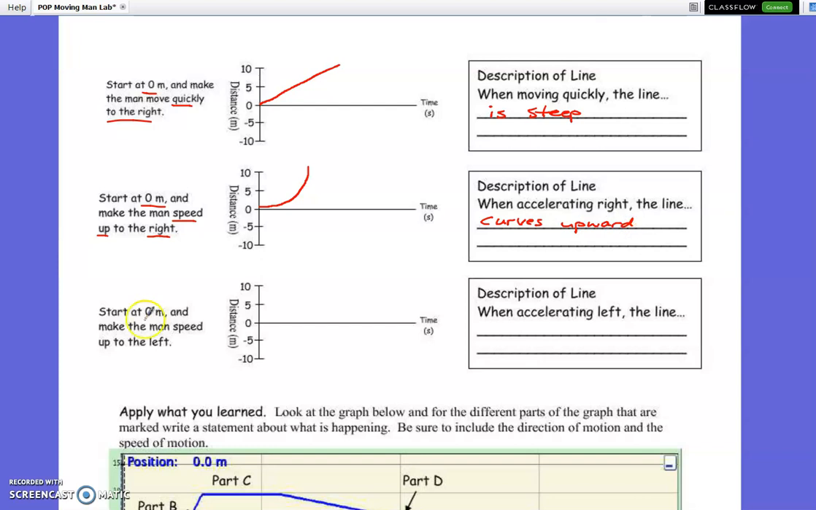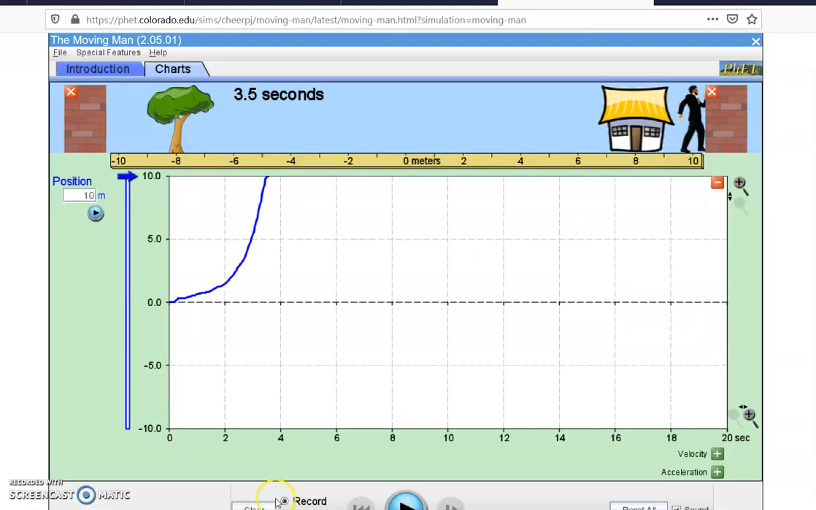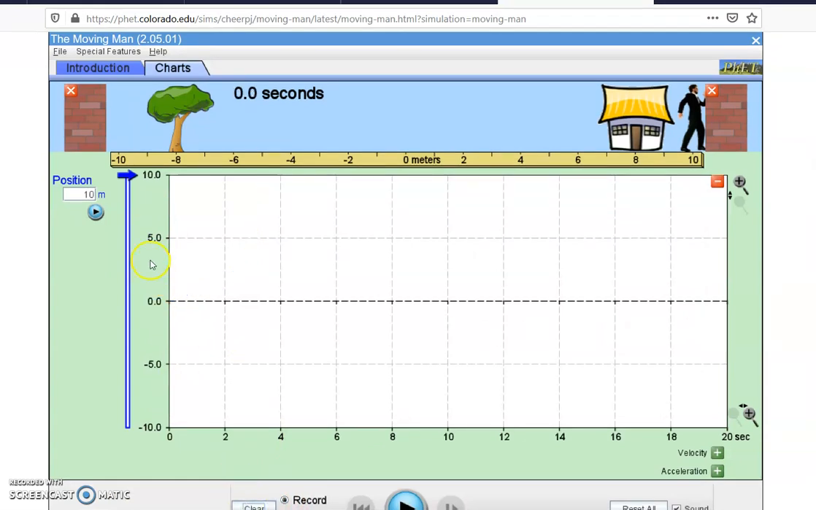Now for the next one, we're going to start at 0 again and make the man speed up one more time. This time it's going to speed up to the left. We go back to our simulation and clear the graph. Start at 0. And now we are going to make him speed up to the left.